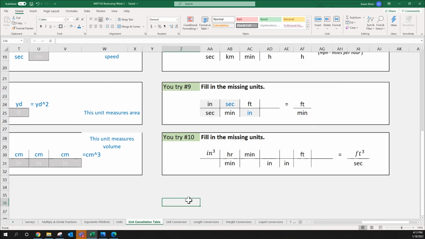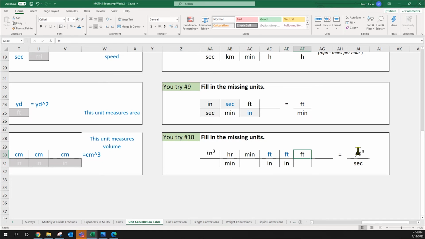Our last one here, we have a cubic inch times hour over minute times minute, and there's something missing, times something missing over inches, something missing over inches, times feet over something, and then we've got some empty cells here. So we have quite a few cells that we can use here. What do you think is missing? Tell me what is missing from the numerator. Type that in the chat. What units are missing from the numerator? Yep, there's 2 feet units that are missing. So let's go ahead and add those in.